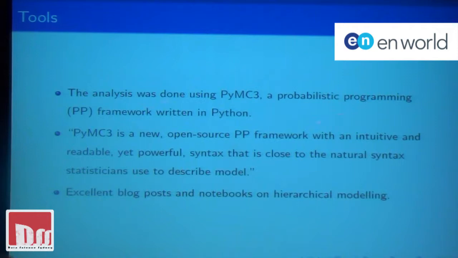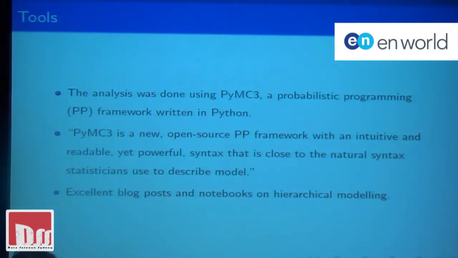Apologies for that. So just quickly on the tools that I used to solve this problem. This analysis was done using PyMC3, which is a probabilistic programming framework written in Python. And this is just a quote taken straight from their website. PyMC3 is a new open source probabilistic programming framework with an intuitive and readable yet powerful syntax that is close to natural syntax statisticians use to describe a model. There are excellent blog posts and notebooks on hierarchical modeling using this tool if you're interested.